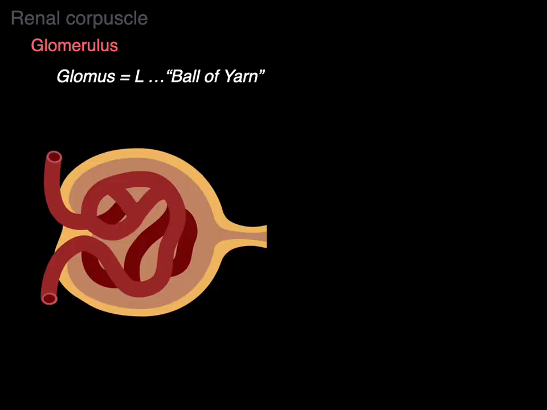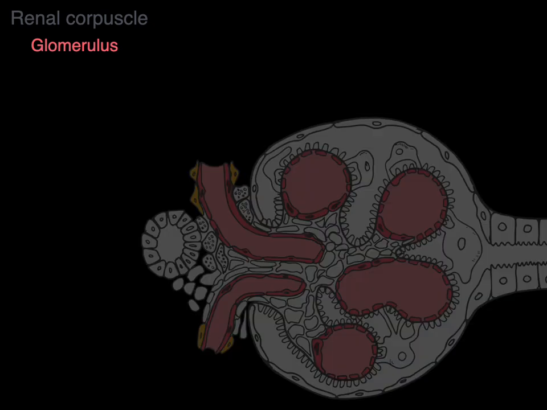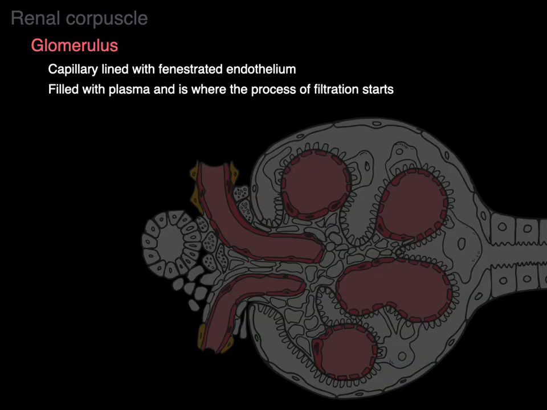Now, the glomerulus gets its name from glomus, which is Latin for ball of yarn, because there's the glomerulus, and it kind of looks like a ball of yarn. And it is a capillary lined with fenestrated endothelium. It's filled with plasma, and it is where the process of filtration starts. And it's supplied by the afferent and drained by the efferent glomerular arterioles.